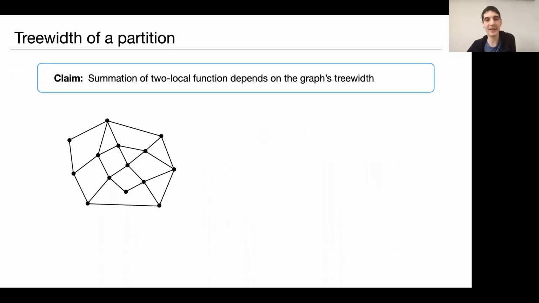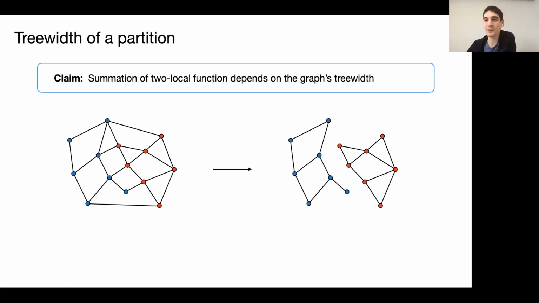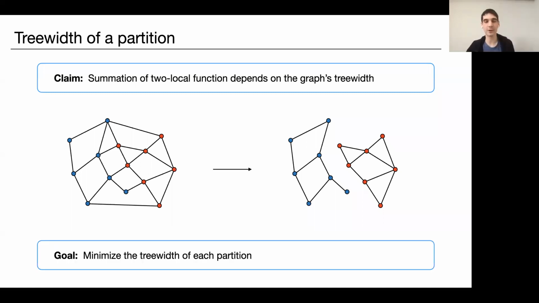So I claimed before that the summation of a two-local function depends on the graph's tree width, right? But recall when we did this calculation, what we were actually doing was taking a partition of the graph. We were partitioning into the sets A and B, and then looking at the graphs induced by those two sets of vertices. And so the goal really is not to minimize the tree width of the entire graph, but rather to find a partition for which each half of the partition has small tree width. So that's our goal here. We want to minimize the tree width of each partition.